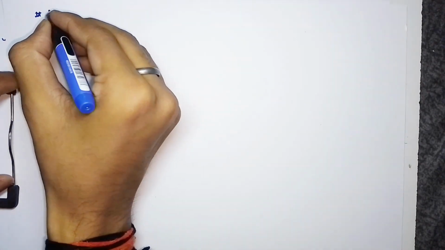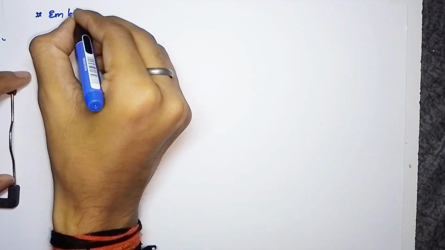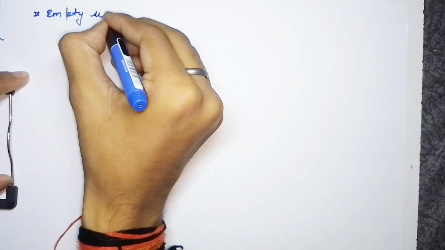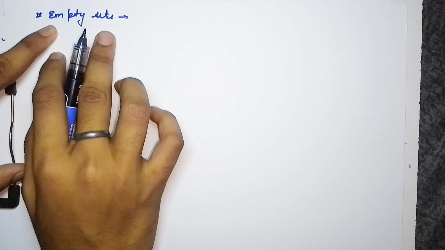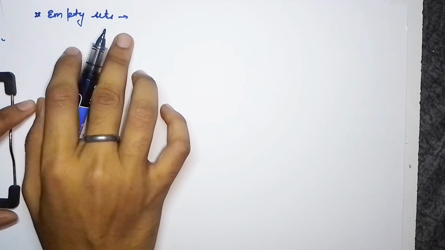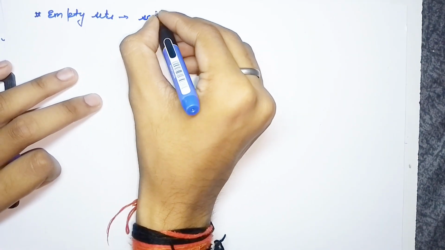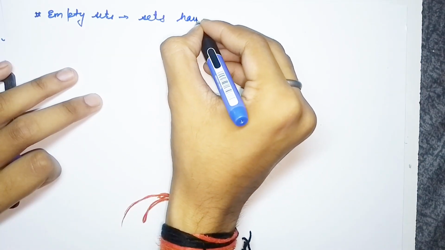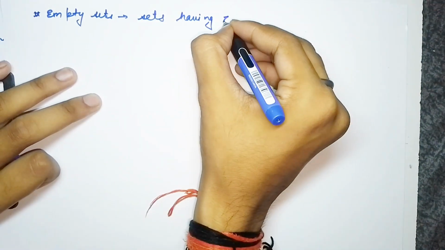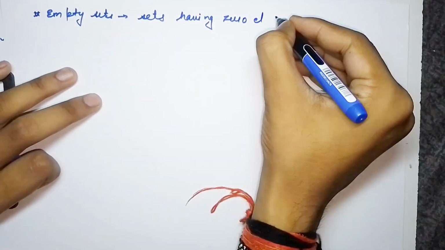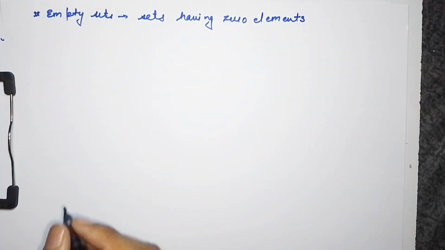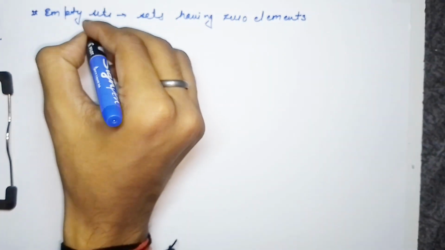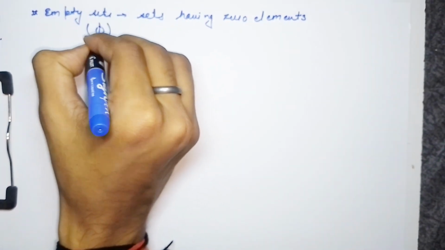Empty sets, as the name suggests, are the kind of sets which have zero elements. Sets having zero elements. I hope that it's clear. Now, this empty set is often denoted by this symbol. This symbol is known as phi.